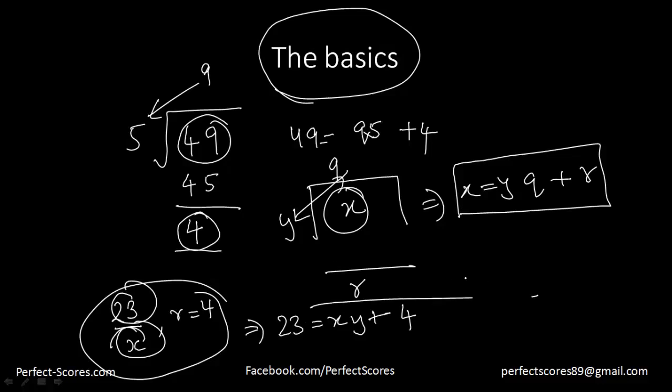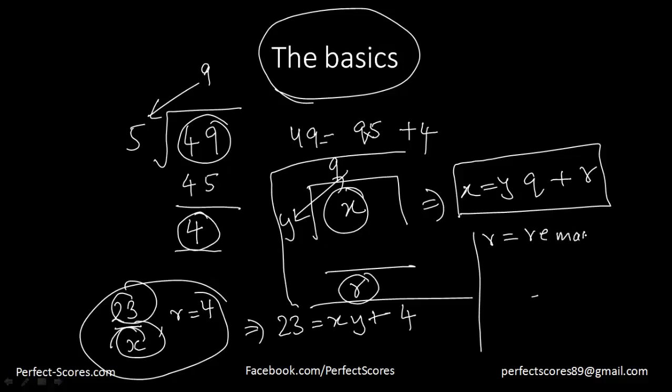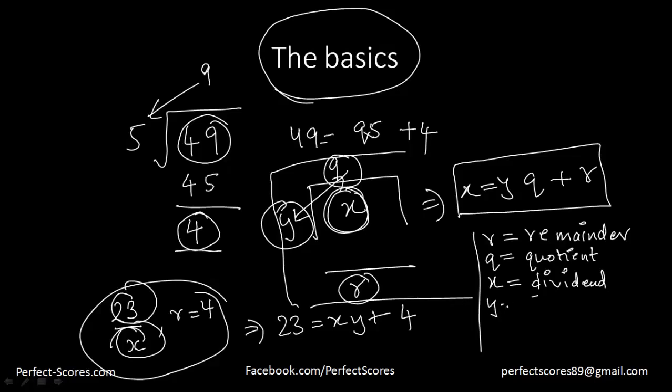So this is the basic that you use, and in this division, r is nothing but the remainder. It's called the remainder because it's something which remains. This q over here is the quotient. It's just a term that is used all the time. x over here is the dividend, something which gets divided, and y over here is the divisor. So these are the four terms which are used: x is the dividend, y is the divisor, q is the quotient, and r is the remainder, right?